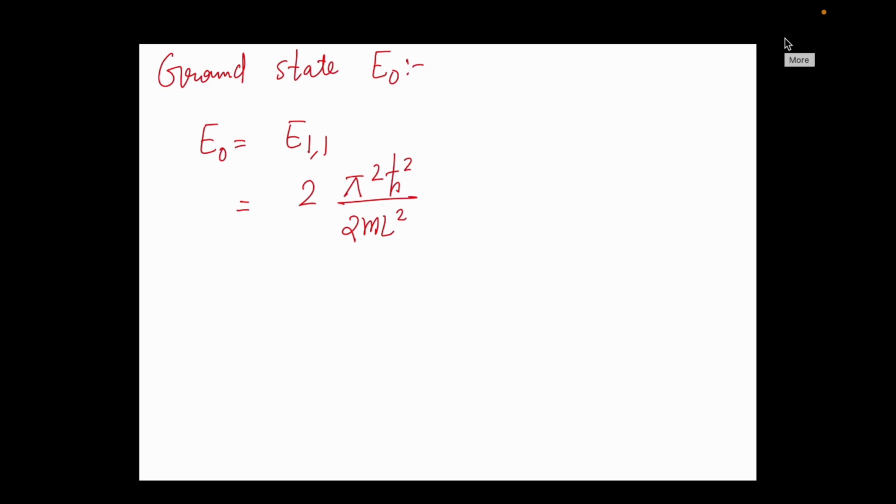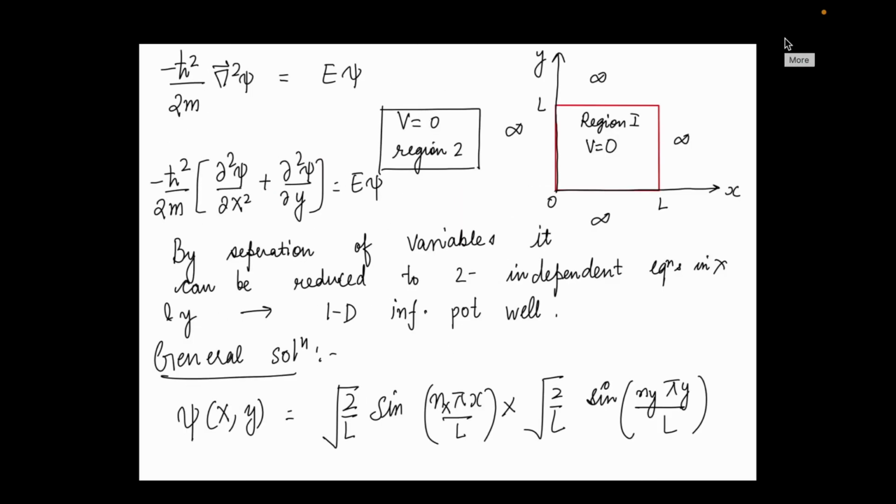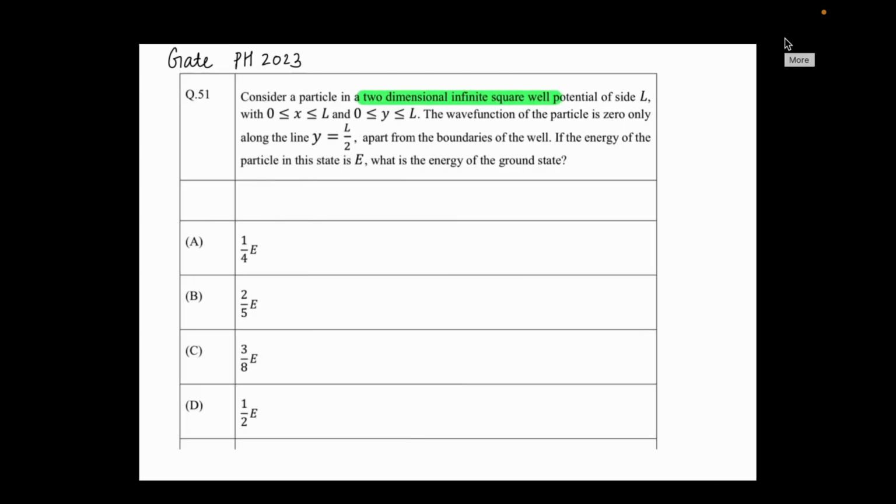Now the ground state, E naught, would be E1,1. That means 1 plus 1, which is 2, times pi square h square by 2ml square. Now this quantity is E by 5. So this gives 2E by 5 as the answer, which is option B. That was a very simple problem and revised the concept of the infinite square well. So the answer is B.